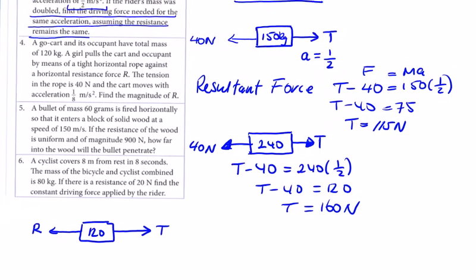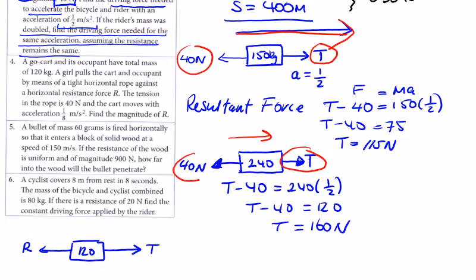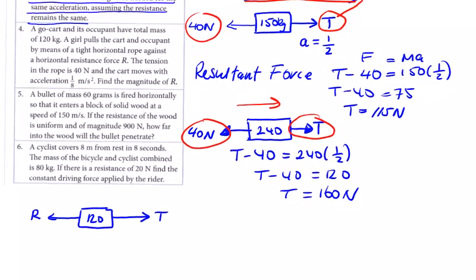We always start in the direction of motion. If we had this, whatever it was, moving in this direction, we start with our T minus our 40. Same here, it was going in this direction, we had our T minus our 40. So here again, we have T minus R.